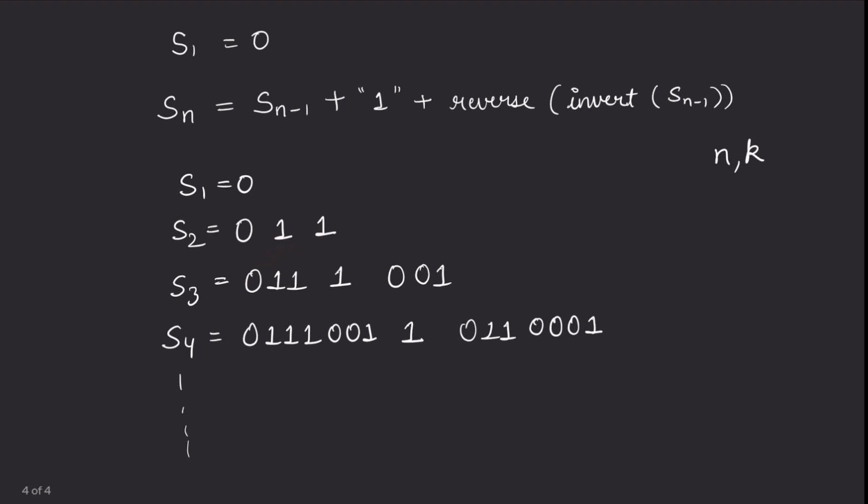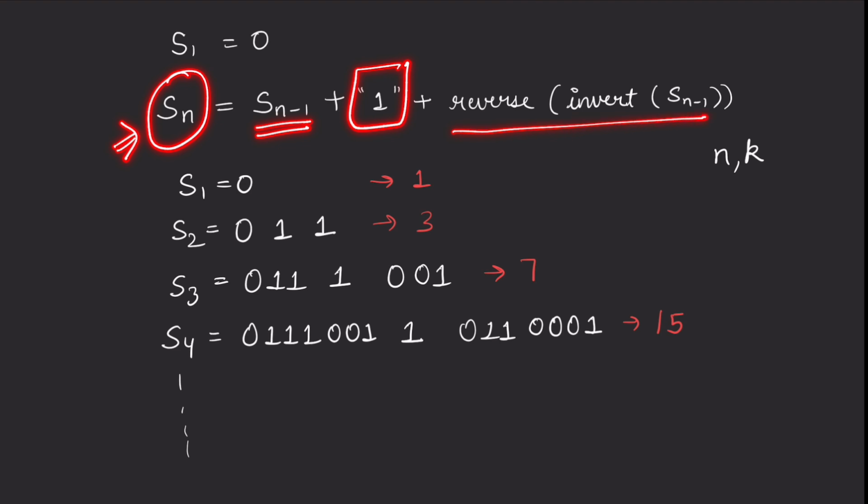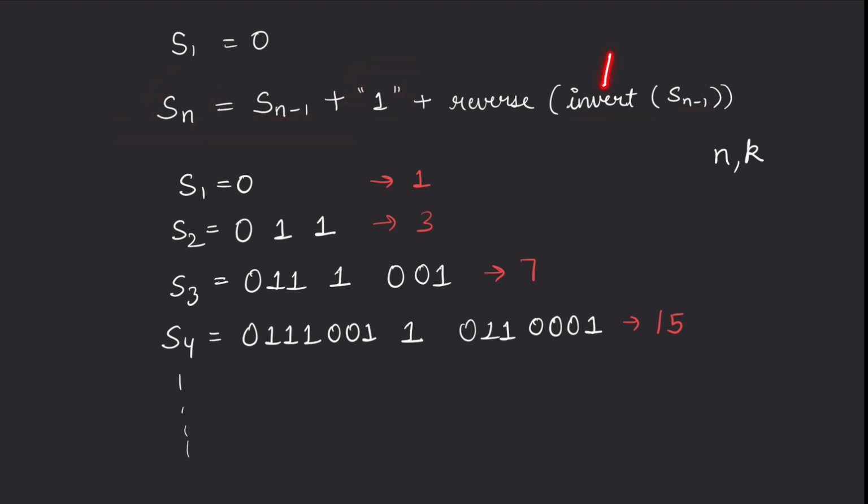Now if you closely look at all these strings, let us try to find out their length and the relation between them. For S1, the length is 1. For S2, the length is 3. For S3, it is 7. For S4, it is 15. Now, how can I identify the length of S4 with the help of length of S3? For building Sn, we are using the previous string, adding a bit 1 to it, and then again using the previous string in some form. We are inverting it and reversing it. So whatever is the previous string, that is being inverted and reversed.